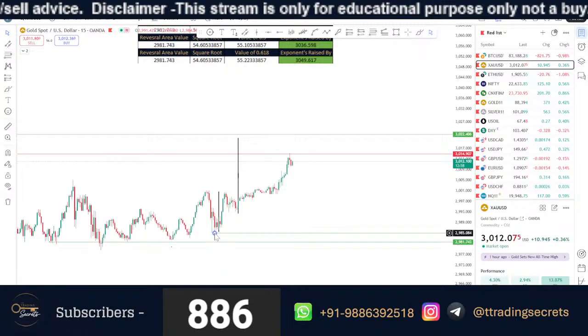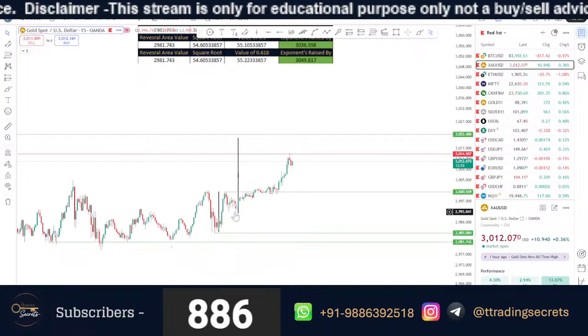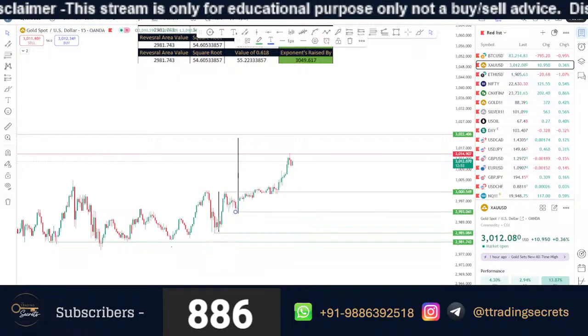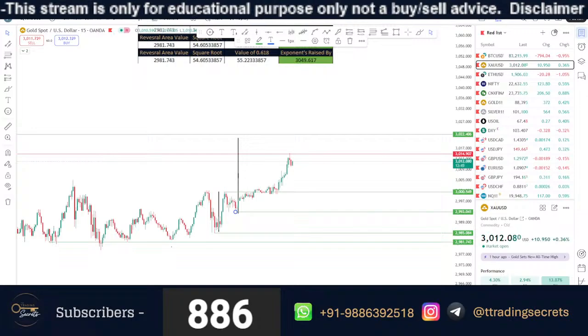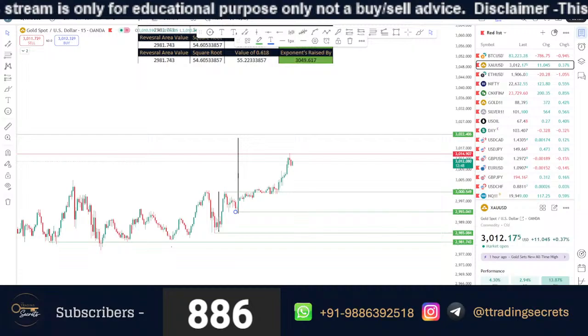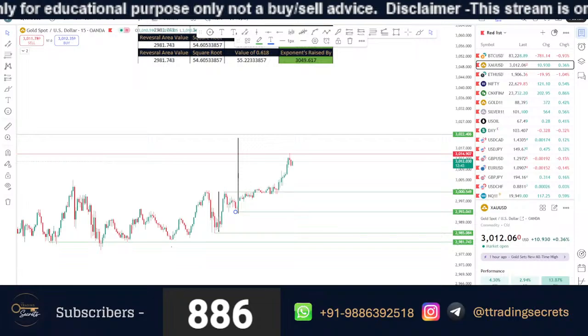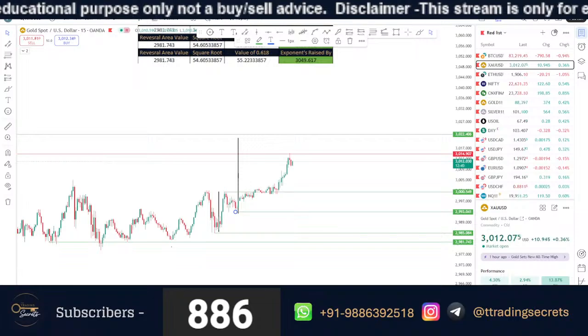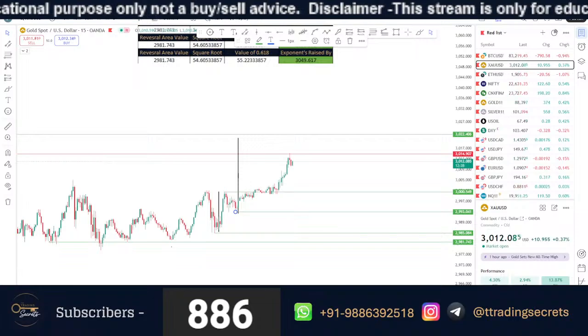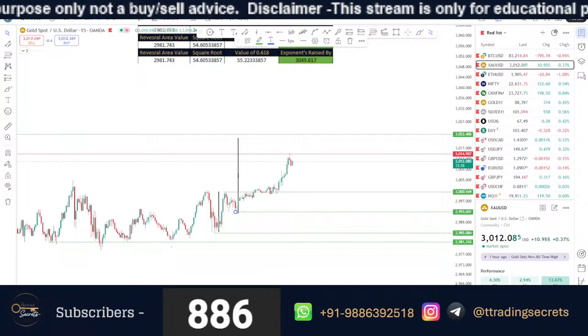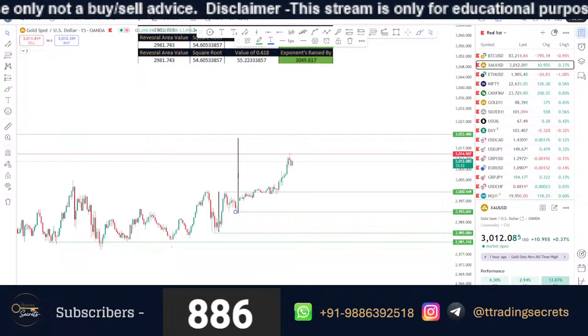So this is our swing low, this is our swing high, this is our retracement point. Let's do the math. Swing high is at 3000.59 minus 2985.084. What is the formulative number? 15.506. Where is the retracement point?